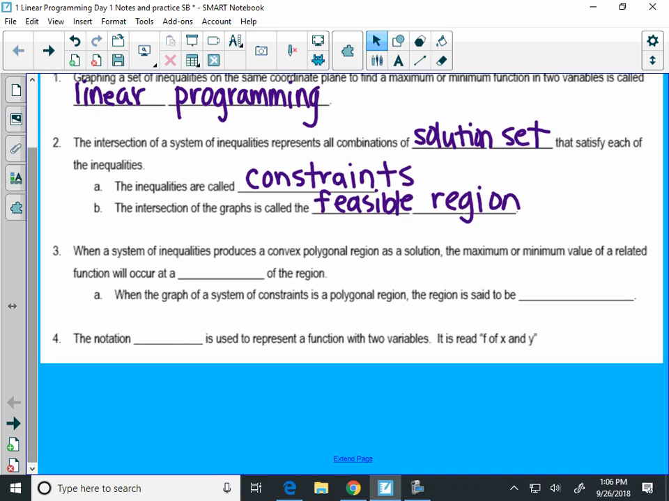That answer is going to be in the shape of a convex polygon. That sounds fancier than it is. It means it's going to make a shape. It's going to make a square. It's going to make a trapezoid. It's going to make a triangle. Right? It's going to make a convex polygon. And we're going to be looking for a maximum or minimum value from this polygon. That's going to happen at a vertex. Okay? You remember the vertices? Those are the corners where the sides of your shape intersect.